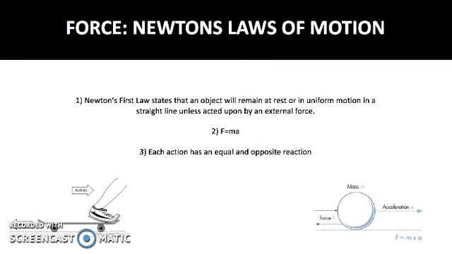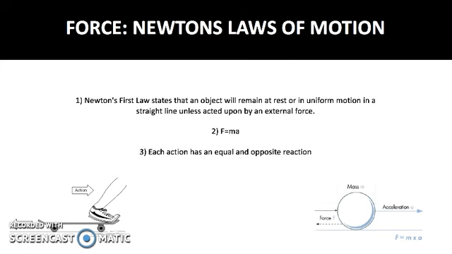So now we have Newton's laws of motion. Newton's first law states that an object will remain at rest or in uniform motion in a straight line unless acted upon by an external force. So this is that inertia principle that we've previously mentioned.